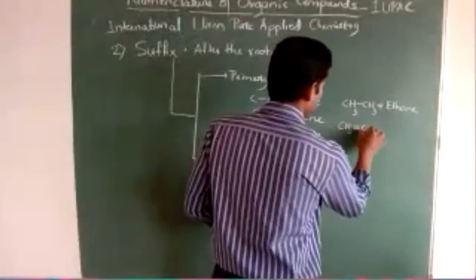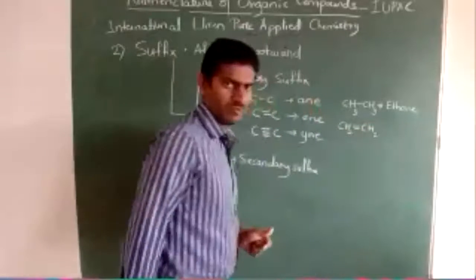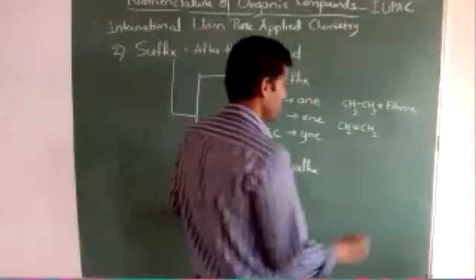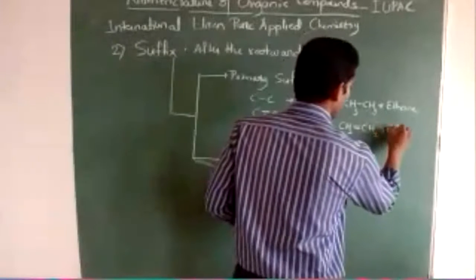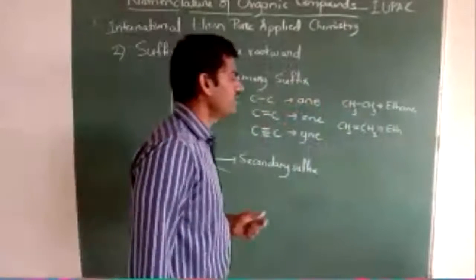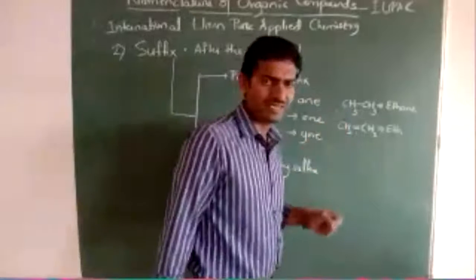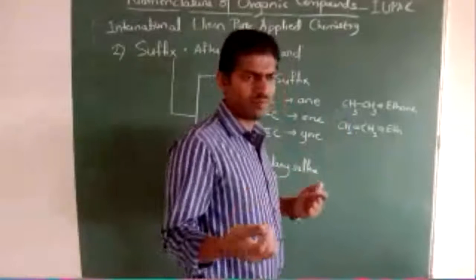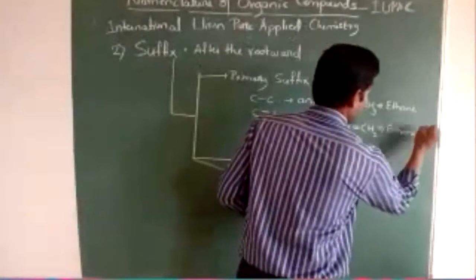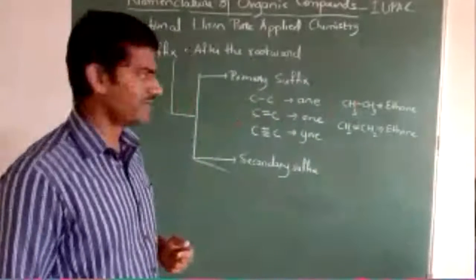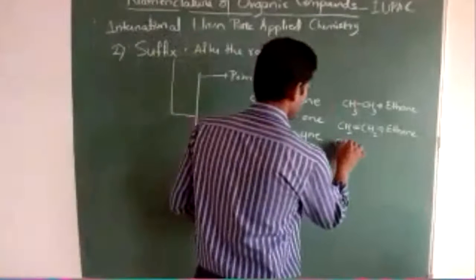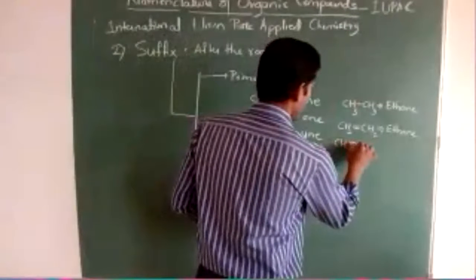Next, I'll take the next type of example: CH2 double bond CH2. How many carbon atoms are there? There are two carbon atoms. So the root word will be eth. But here, unfortunately, we don't have a single bond; we are having a double bond. What is the suffix you are going to use? You should use ENE.